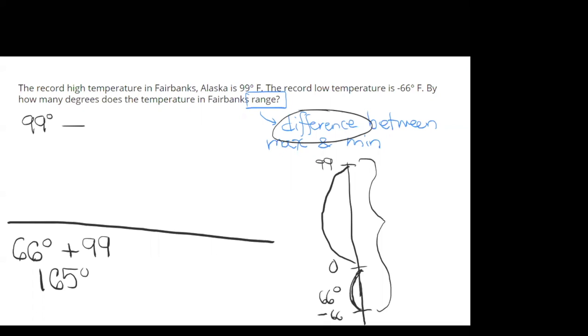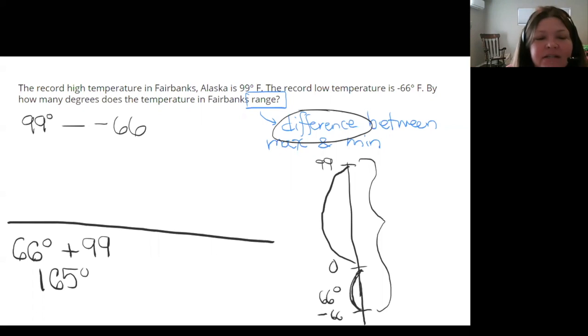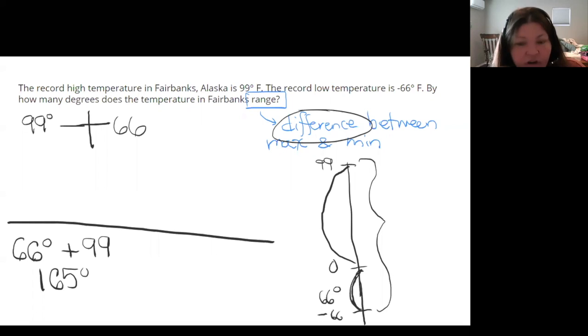Negative 66. Negative 66. Brilliant. Negative 66. Guys, I'm going to take 99 degrees and I'm going to subtract a negative. Okay, whether you do this in your calculator, negative 99 degrees minus negative 66, or you do this by hand, you're supposed to know that subtracting a negative is the same as addition because of that lovely picture Amy showed us. So yes, this is a subtraction problem.